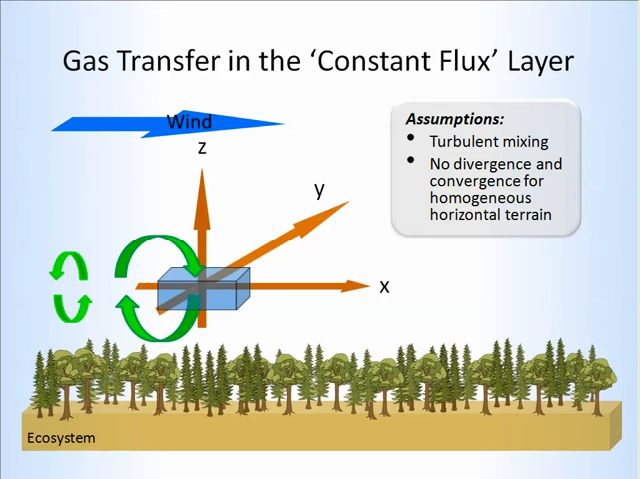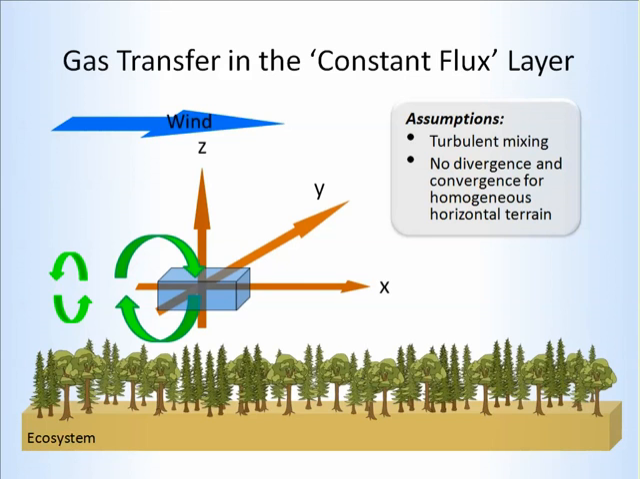Let's take a closer look at the constant flux layer. Based on decades of scientific research, we can reasonably assume that gas transfer in the constant layer is conducted only by turbulence mixing, and there is no divergence and convergence for homogeneous horizontal terrain. Under these two assumptions, the fluxes in the x and y direction are equal to 0.